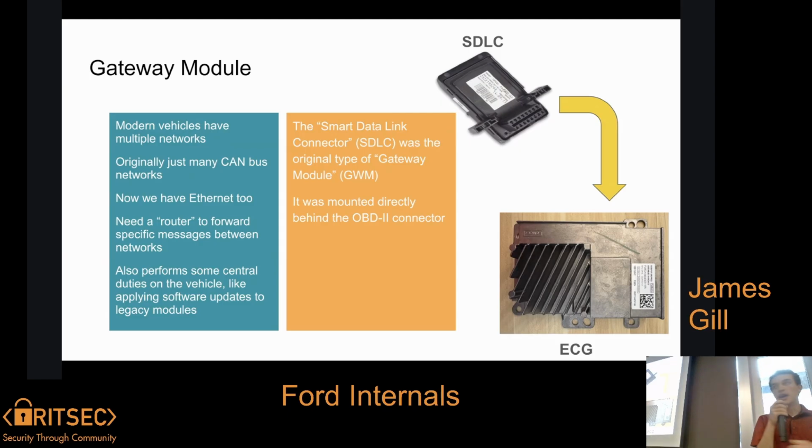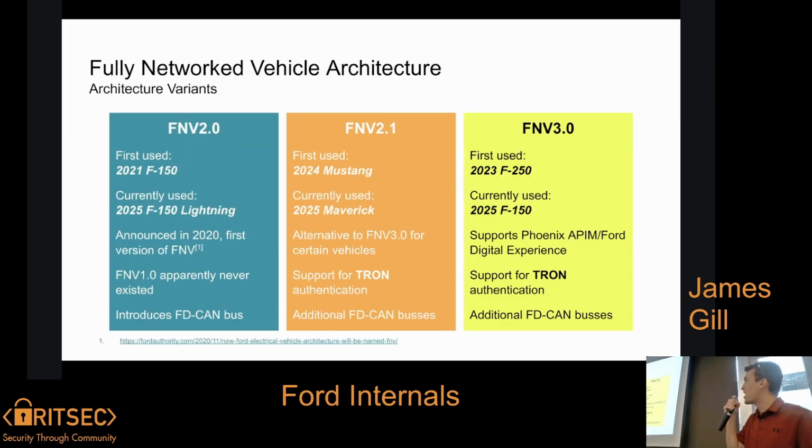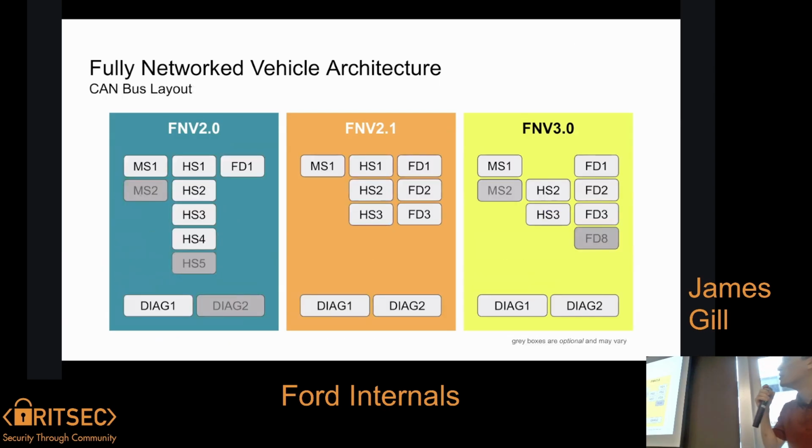It was originally behind the OBD2 port, also because it needed to copy messages from the OBD2 port to the different buses for diagnostics. But when they added Ethernet, they made it this whole big module, and it sits in the center of the dash, this metal module they call the ECG, Enhanced Central Gateway. Yeah, that's what they introduced with FNV 2.0 in 2021, this new silver module. And that's basically what I'm going to be targeting here.